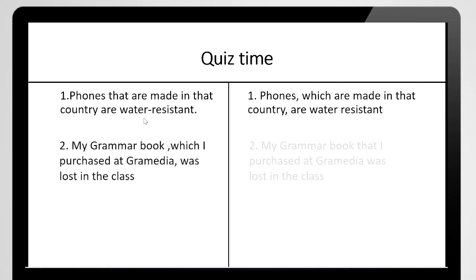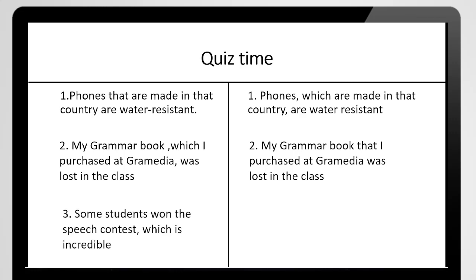Okay, the second. My grammar book, which I purchased at Gramedia, was lost in the class. My grammar book that I purchased. Okay, so which one is correct? Yes, the correct answer is using which. Okay, which I purchased at Gramedia. It's non-essential. It's only extra information. So if we remove which I purchased at Gramedia, the sentence still makes sense. My grammar book was lost in the class. You understand what I'm talking about?